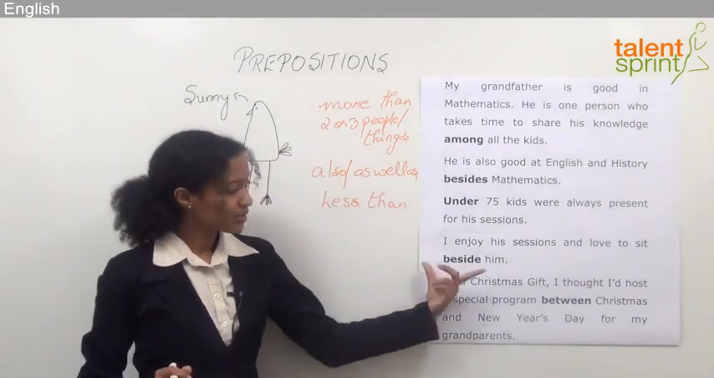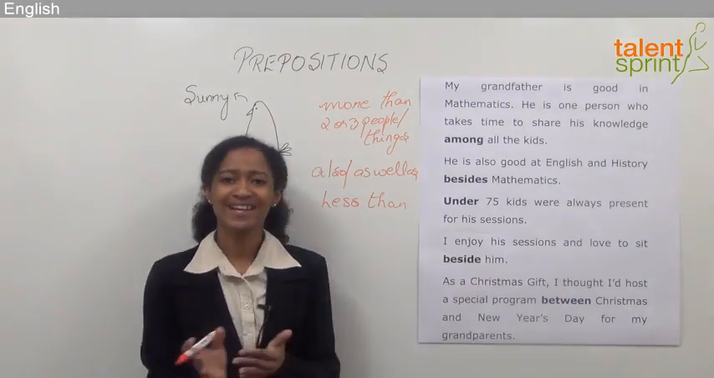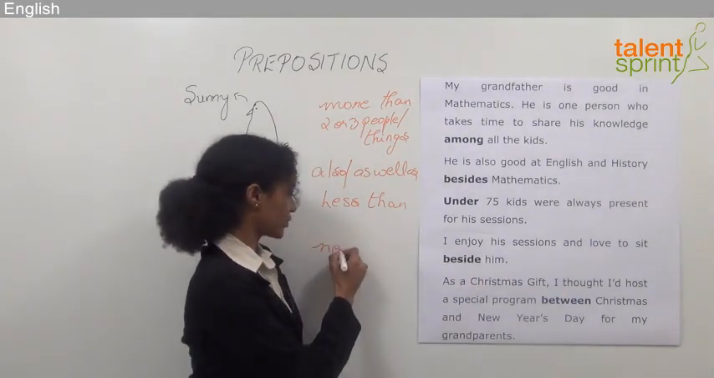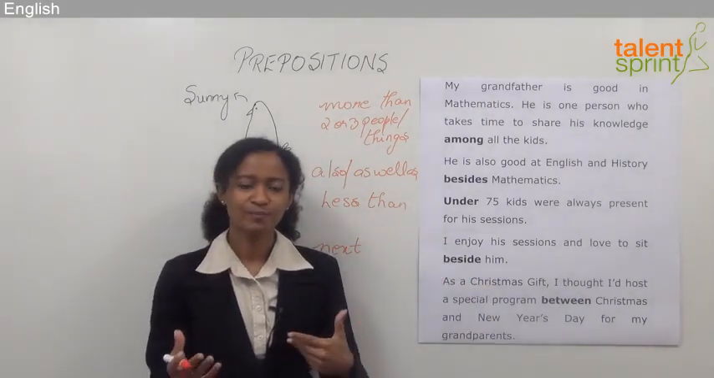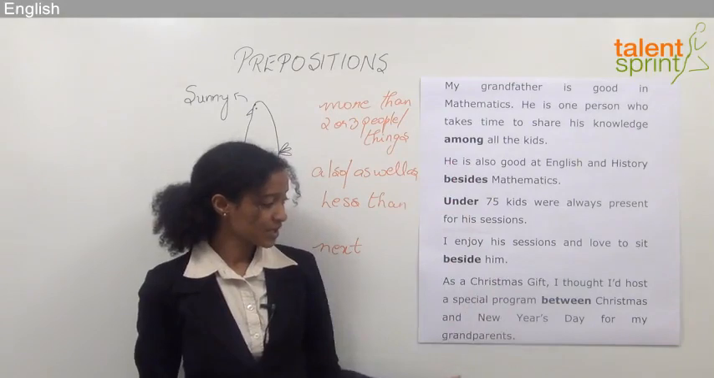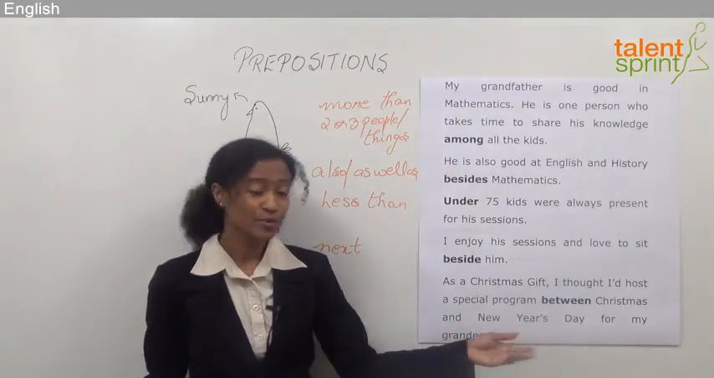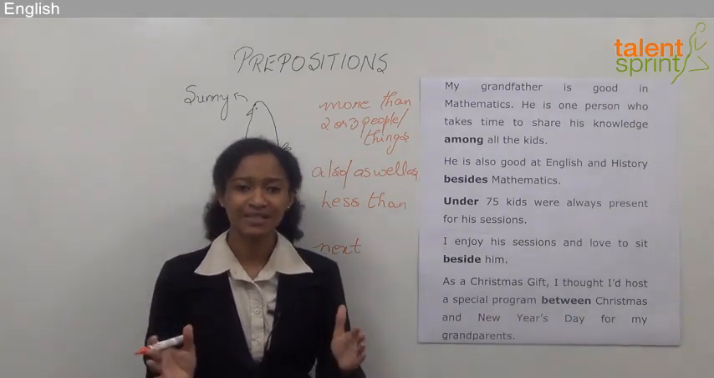Okay. I enjoy his sessions and love to sit beside him. Now here, beside denotes next to. So you see the usage of beside, it changes its meaning based on the context. As a Christmas gift, I thought I'd host a special program between Christmas and New Year's Day. So here, between denotes an intermediate time.